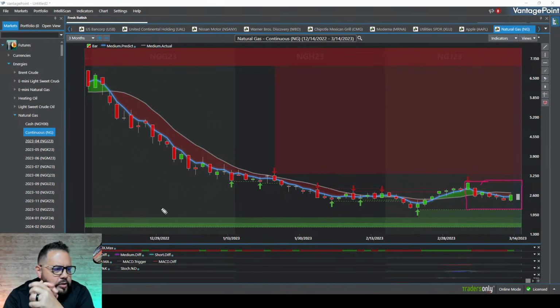On what, ML? You're asking about the neural index strength. Throw it on what chart? Or what chart are you looking at? Are you looking at natural gas? Are you looking at Apple?